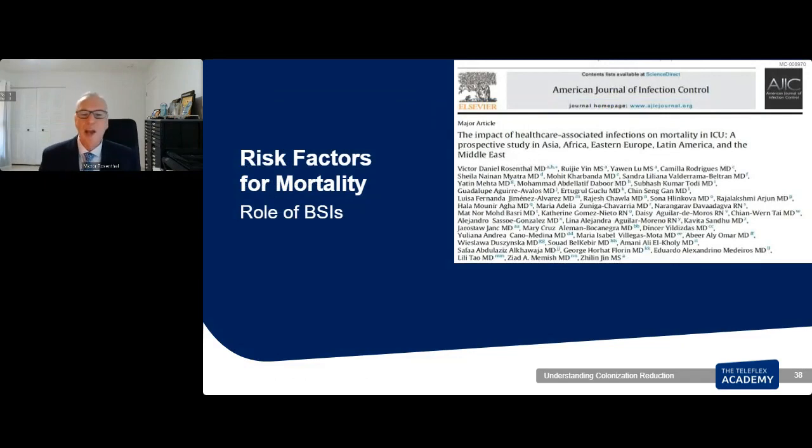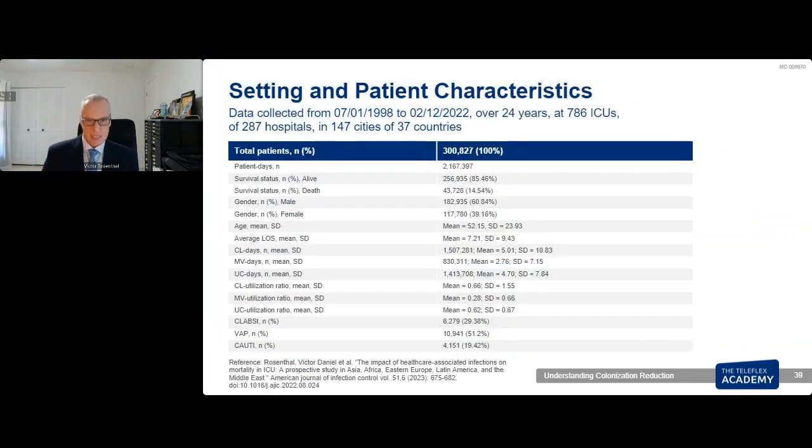We also analyzed why the people die, risk factor for mortality, the role of BSI. In the same setting, from 1998 to 2022, over 24 years, in 786 ICUs, 287 hospitals, 147 cities, 37 countries, we conducted a study to analyze why people die. The number of patients enrolled in this study were 300,000 patients, hospitalized during 2.2 million patient days of hospitalization. The mortality rate was 15%, 61% of them were men, the mean age was 52, the average length of stay was 7 days.